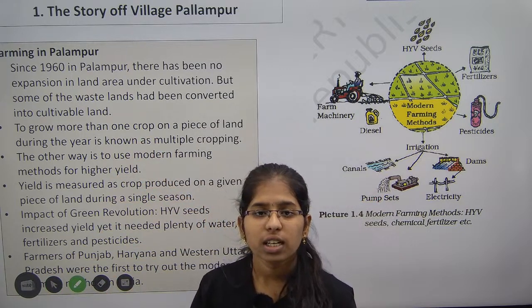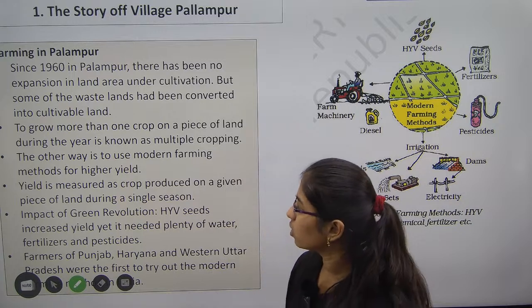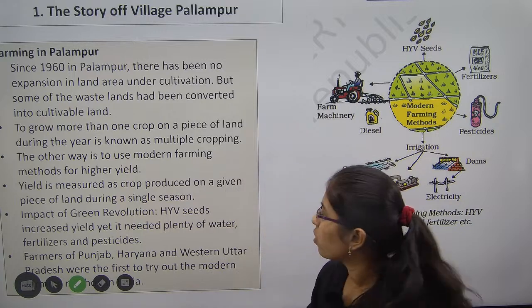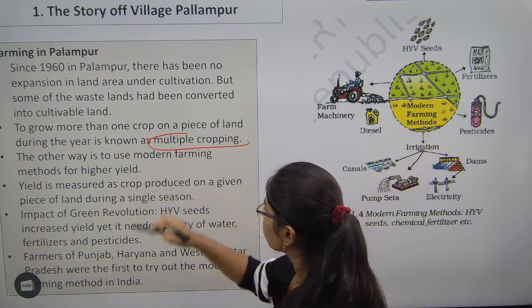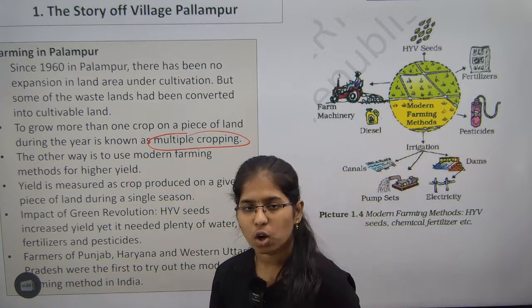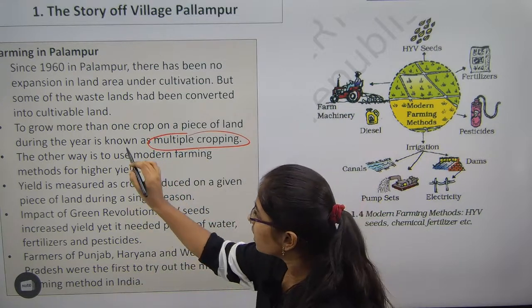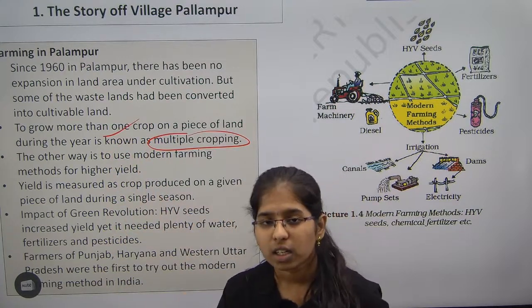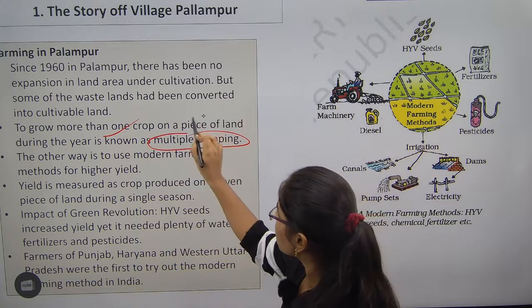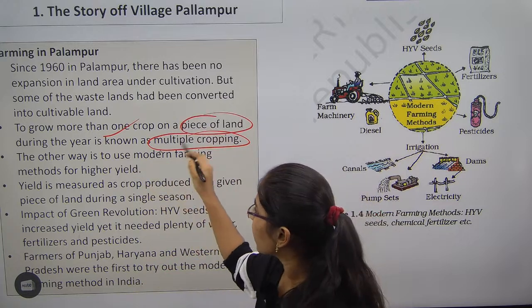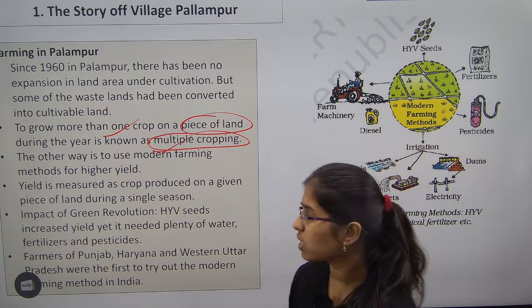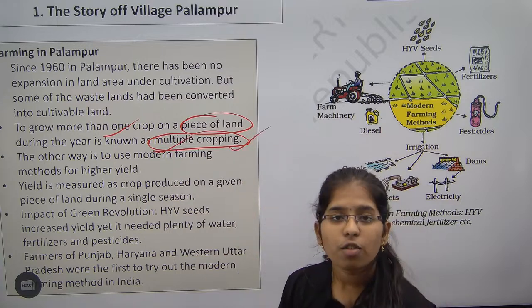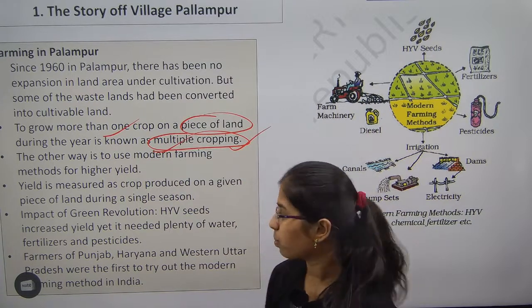Any kind of production that we need to improve means we are going to use some kind of techniques. First one was multiple cropping. That means for any crop we are growing, in 1 year we are growing only 1 crop. If in 1 year you are growing more than 1 crop in the same piece of land, that will be considered as multiple cropping. This was one technique of increasing your production in the crops.